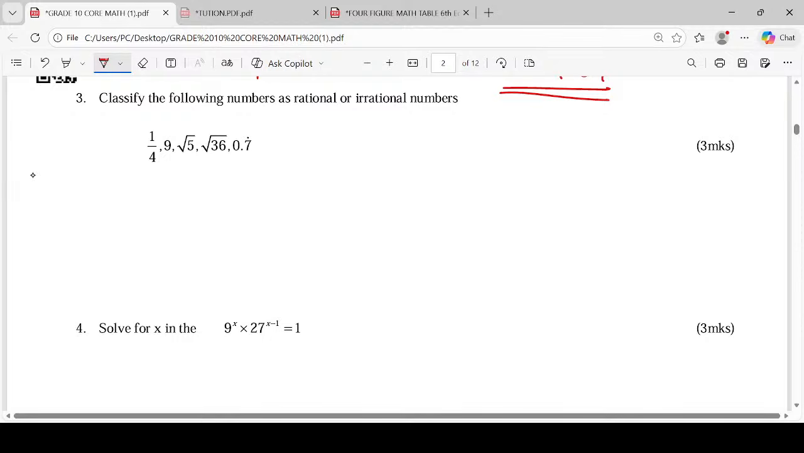Remember, 1 over 4 is a fraction. We can write this as 0.225. Then when you have 9, 9 can be written as 9 over 1. When you have root 36, this is just like saying 6, which is like saying 6 over 1. When you have 0.7 and the 7 there is recurring, ladies and gentlemen, we have 0.7 with 7 recurring. So in that case, what is that number as a fraction?